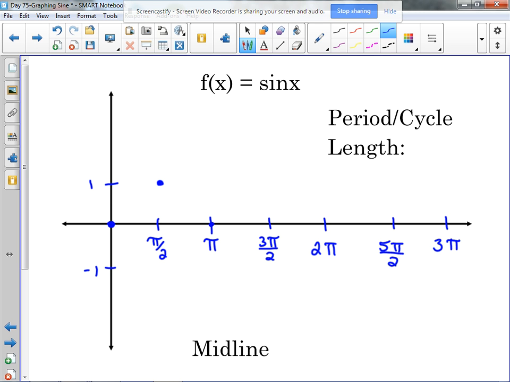The sine of pi is 0. We can see that on the graph and on the unit circle. The sine of 3 pi over 2 is -1. The sine of 2 pi goes back to 0. If we continue the pattern, 5 pi over 2 is the same as pi over 2. You've just gone pi over 2 units past a whole rotation. And then at 3 pi, we're back on the origin. So we're just going to connect these dots.